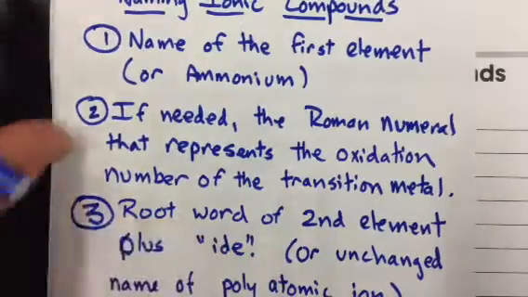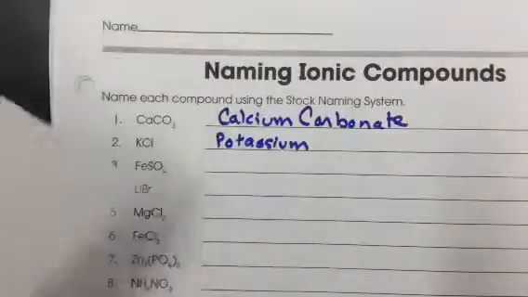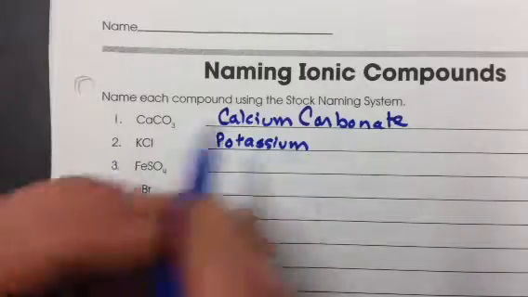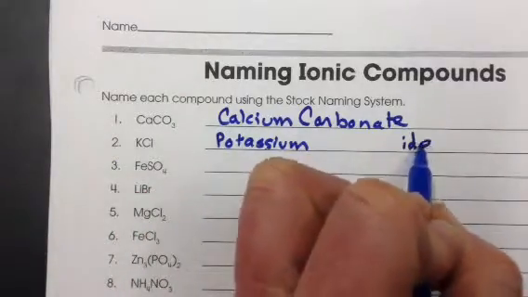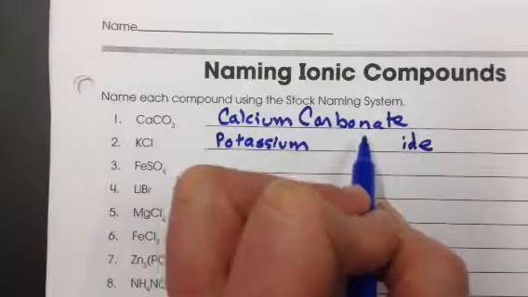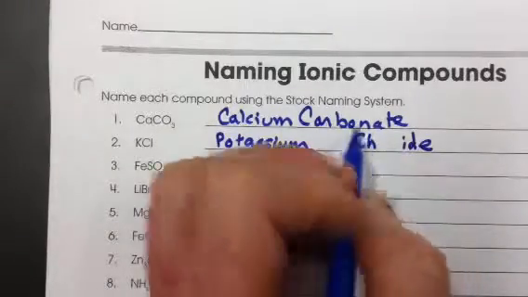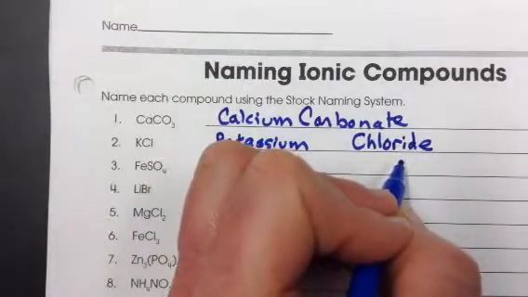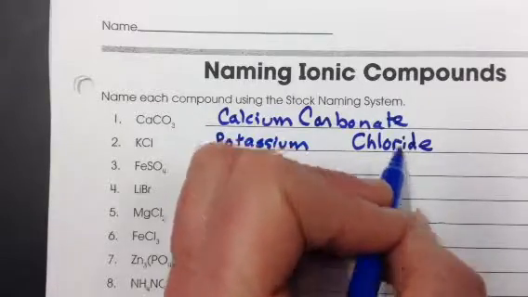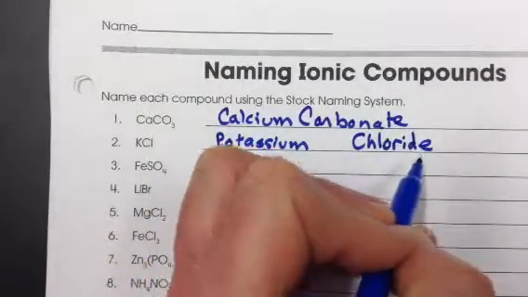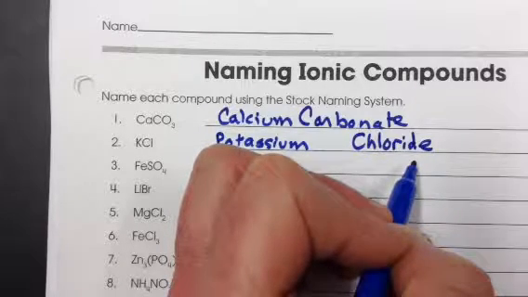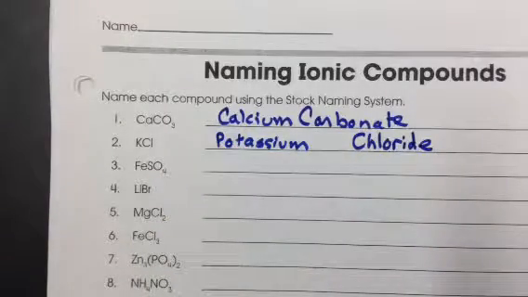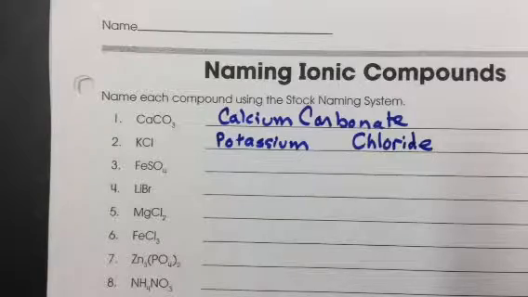So we can go on to root word of second element plus IDE. Now the root words, that's a little bit harder. We're going to have to memorize them, but it's not too hard. I'm going to add IDE on the end. The root word of chlorine is chlor, CHLOR. So it's potassium chloride. And the only ones that we're going to add the IDE to are these nonmetals: nitride, oxide, fluoride, chloride, bromide, iodide, phosphide, carbide. You just take the first syllable and you add IDE.